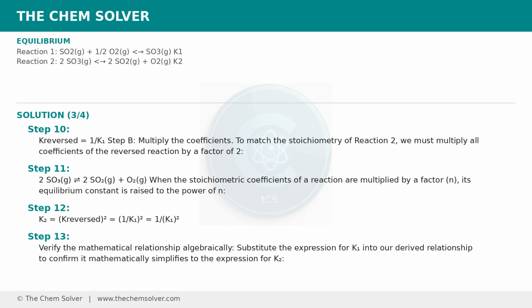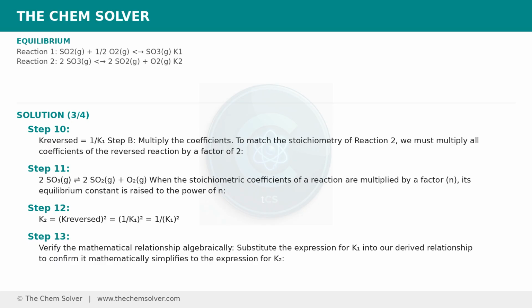Step B. Multiply the coefficients. To match the stoichiometry of reaction 2, we must multiply all coefficients of the reversed reaction by a factor of 2: 2SO3 is in equilibrium with 2SO2 plus O2. When the stoichiometric coefficients of a reaction are multiplied by a factor n, its equilibrium constant is raised to the power of n. K2 equals K reversed to the power 2, equals (1 over K1) to the power 2, which is equal to 1 over K1 to the power 2.